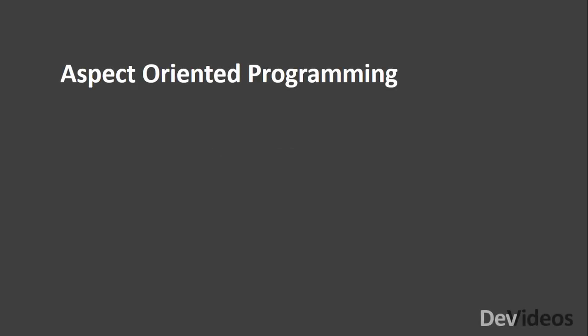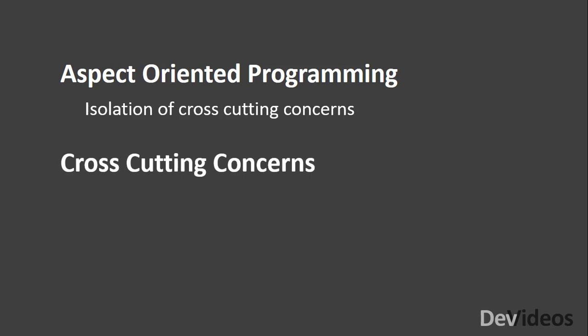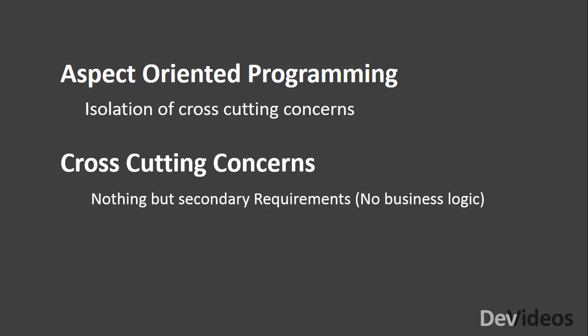In this lesson, we will cover what is aspect-oriented programming. This programming paradigm emerged to entertain the idea of isolation of cross-cutting concerns. But what is meant by cross-cutting concerns? Well, it means those secondary requirements that are common in different classes. Let's understand it by using an example.